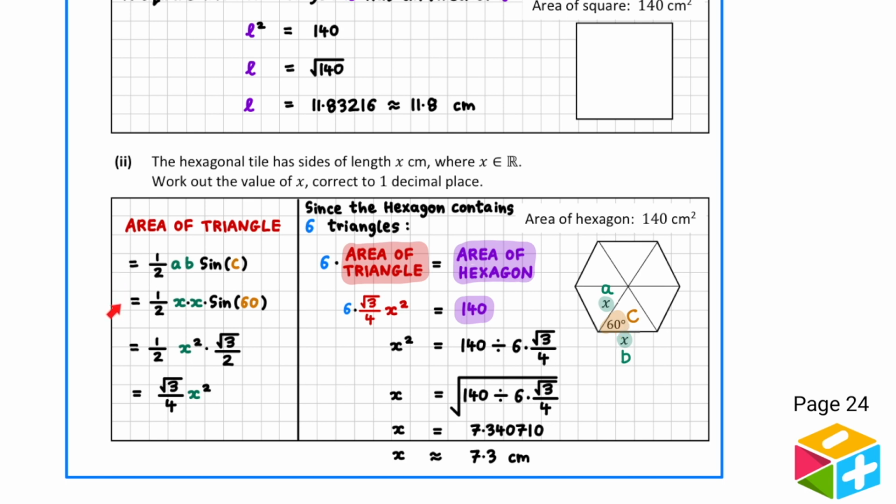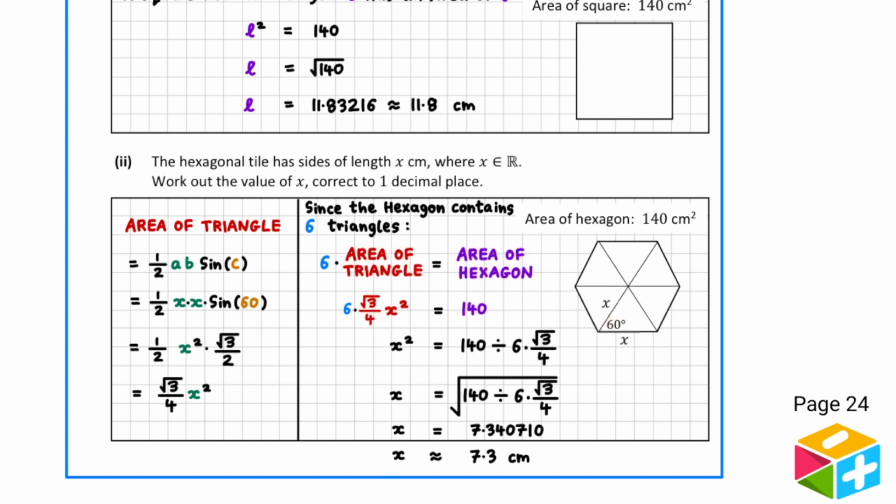Subbing these in gives us 1/2 times X times X times sine 60. X by X simplifies to X squared, and using our calculator, sine 60 becomes √3/2. To simplify further, we can multiply the 1/2 by the √3/2, and this gives us √3/4 times X squared. Now that we have an expression for the area of the triangle, we can write it into the equation we had and then solve for X.